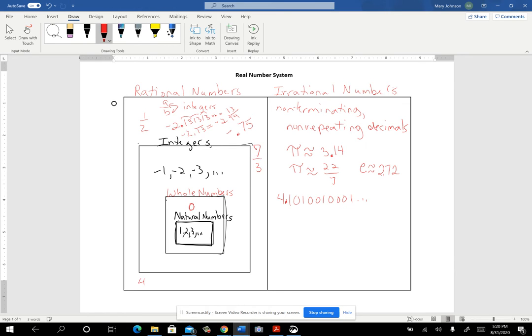If I had 4.101, let me make sure I get it right, 010101, that I could represent as a rational number, and that would be over on the left-hand side. Okay.